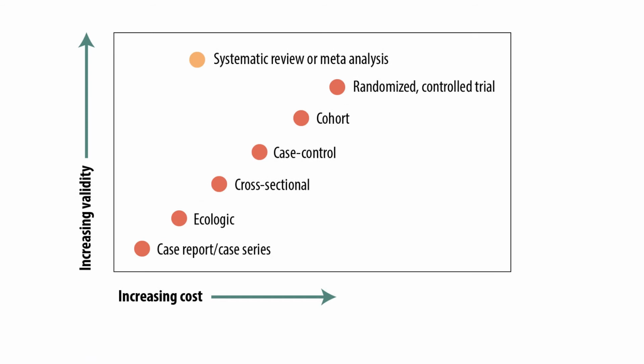So if we see the validity as we discussed earlier, it is lowest in case report or case series, and the cost involved is also lowest. But as we go up the graph, we find that the randomized control trial has the highest cost involved, but the greatest validity, with systematic review or meta-analysis having less cost but a very high validity.